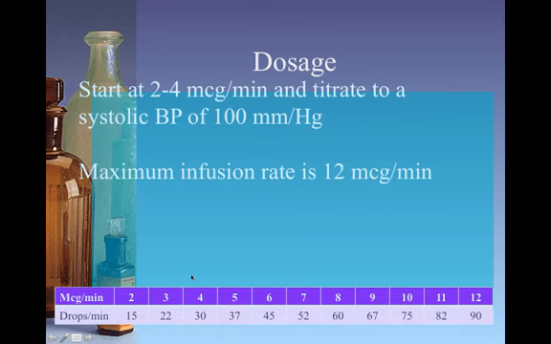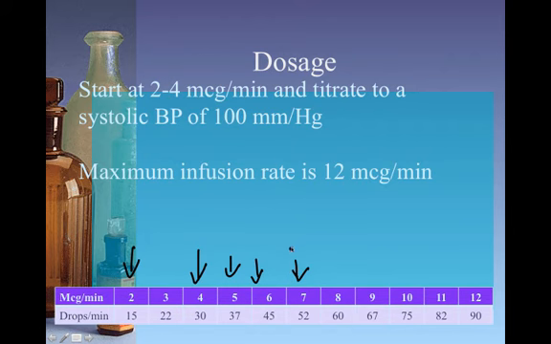Dosage. Dosage range on this starts from 2 to 4 mics per minute, and we titrate it very therapeutically to a systolic blood pressure of 100 millimeters of mercury. We would start off with 2 and increase by 1 or 2. We could start either by 2 mics per minute or 4 mics per minute initially. But once we get it pretty close to 100, we probably want to increase it by just 1 until we maintain therapeutics on our patient.